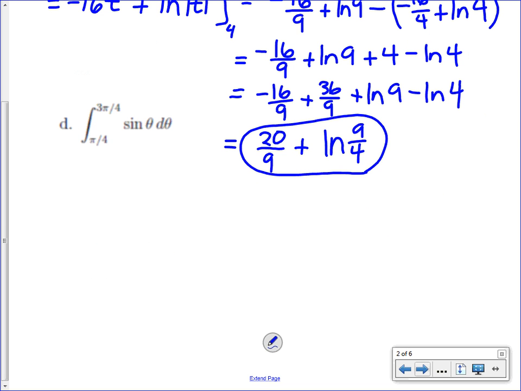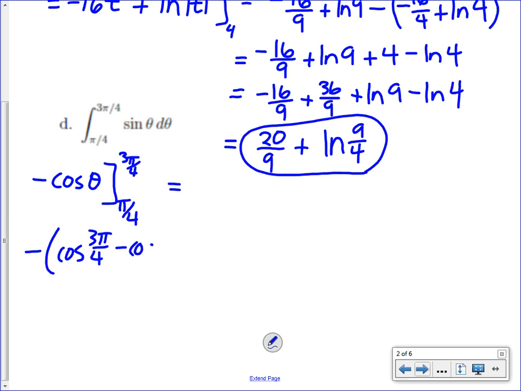Okay, then of course I wanted to throw in a trig function, but again, it works the same way. Find the antiderivative of sine of theta, which is negative cosine of theta, from pi over 4 to 3 pi over 4. You plug in your upper limit minus, plug in your lower limit, and then you have to remember that unit circle. Cosine of 3 pi over 4 is negative square root of 2 over 2. Minus cosine of pi over 4 is square root of 2 over 2.